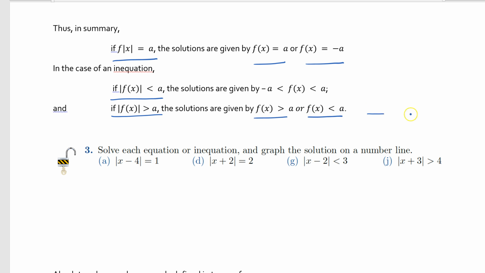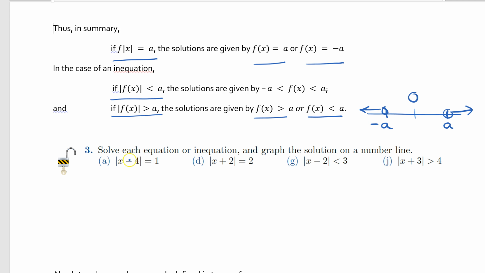Now that is most easily understood, I think, by the distance concept. So if mod of f of x is greater than a, it's saying that the distance from x to the origin has to be bigger than a. So if a is out here, -a is out here, we want the points which are beyond that, because that will give a bigger distance than a back to the origin.